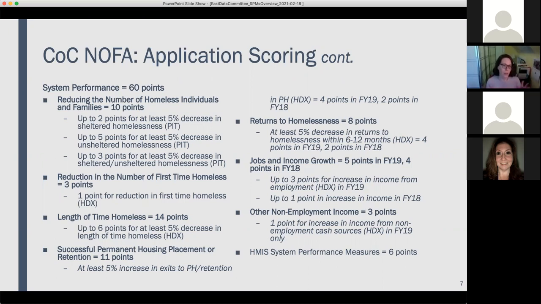This was the breakout for the 2019 CoC NOFA application. We don't know what it's going to look like this year. It's been a weird year, and HUD has acknowledged that it's been a weird year, so we'll see. But you can see that they basically ask us to report out on pretty much all of the SPM data, and so it matters.